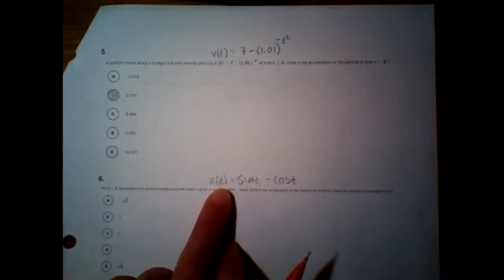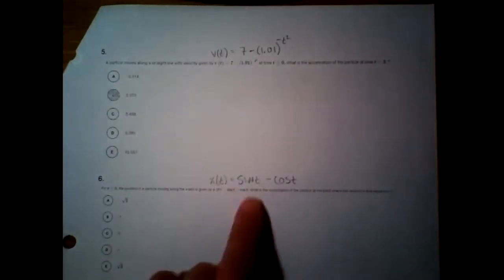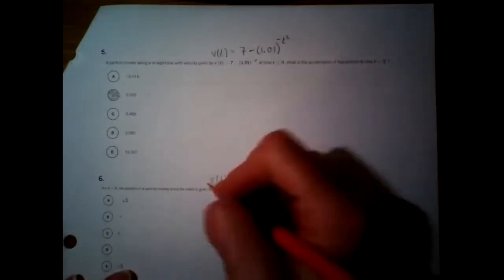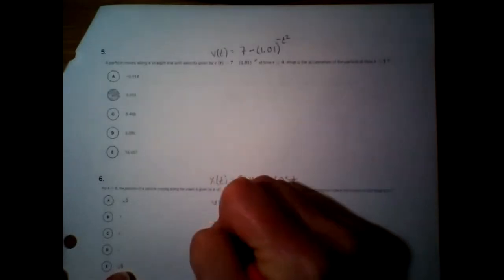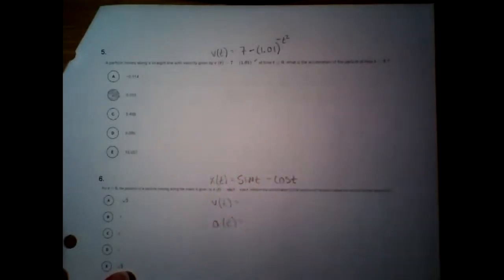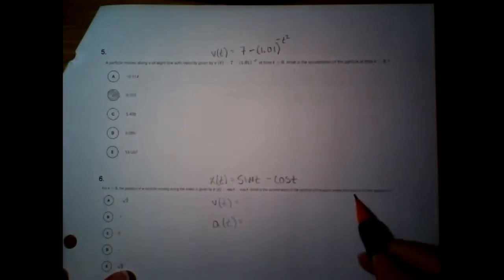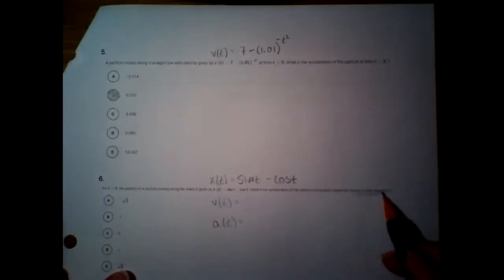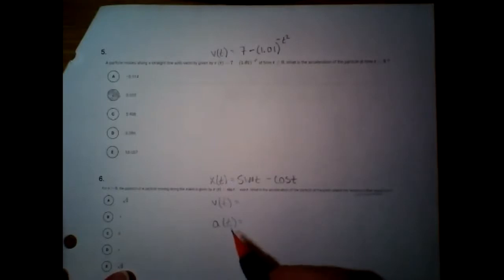All right, number 6. Times are positive. We're given this position function. What is the acceleration of the particle at the point where the velocity first equals 0? Okay, so we're going to need velocity and acceleration for this. We're going to set the velocity equal to 0, and whatever we get, we're going to plug that into acceleration. So actually, let me hold off on finding the acceleration for a second, because we're going to have to set the velocity equal to 0 first.